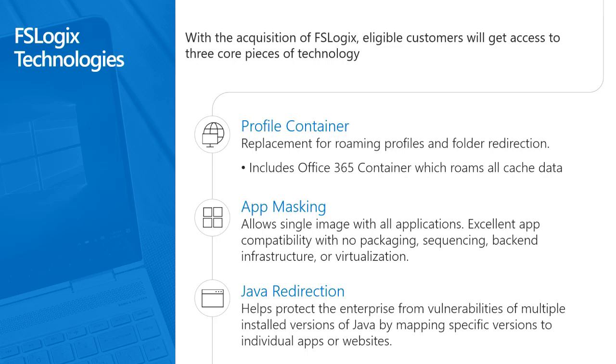First of all, we want to talk about our profile container. So the profile container is just the ability to roam the user's profile. And we do this in kind of a unique way. We put it all into a VHD or a VHDX. And what happens is that file is stored on a file server somewhere. And as the user's logged on, that is quickly attached to the machine. The FSLogix technology makes it look like it's a native part of the C drive. You can't really tell the difference. All the Office stuff thinks it's all native C drive.